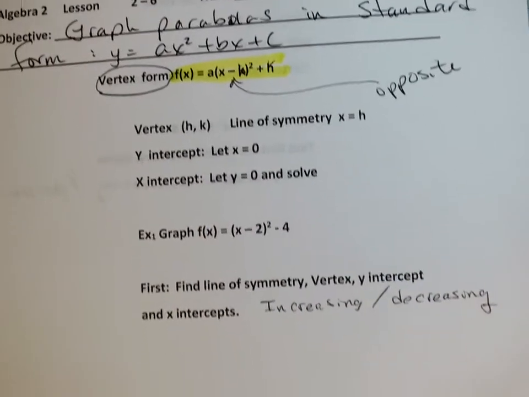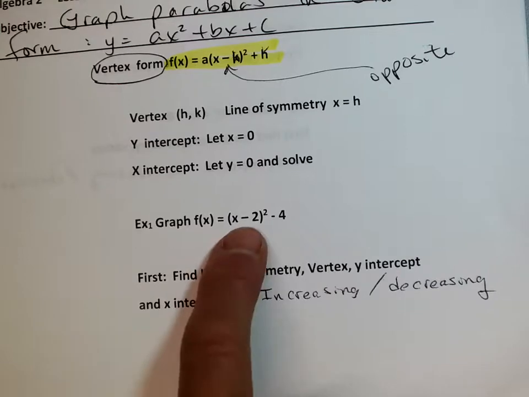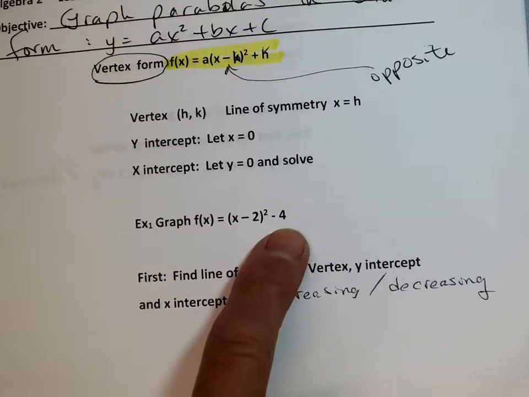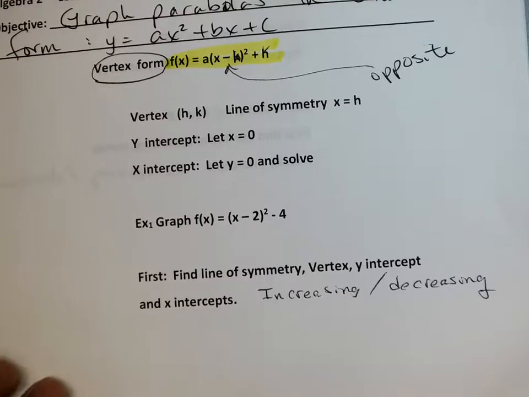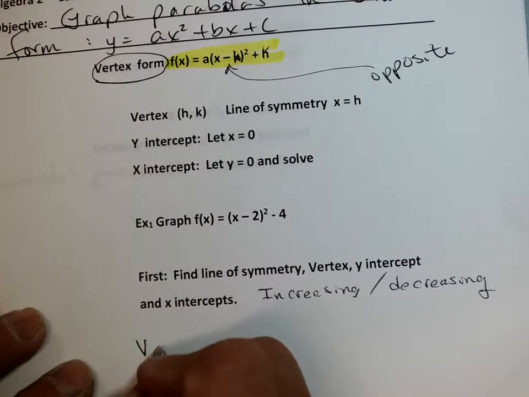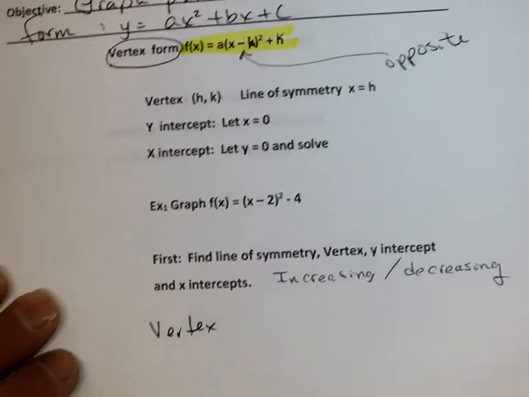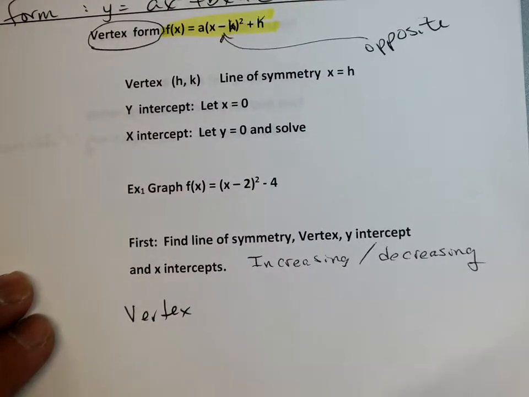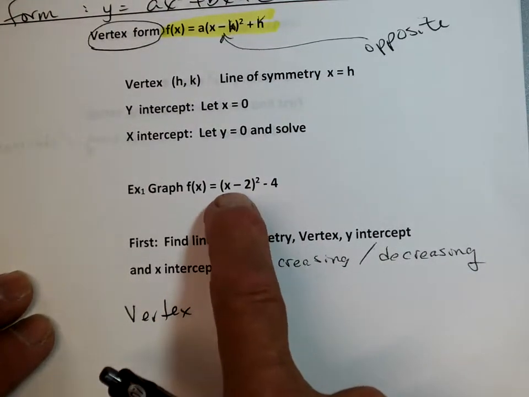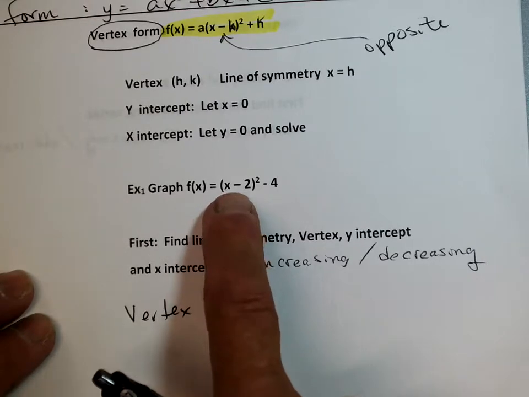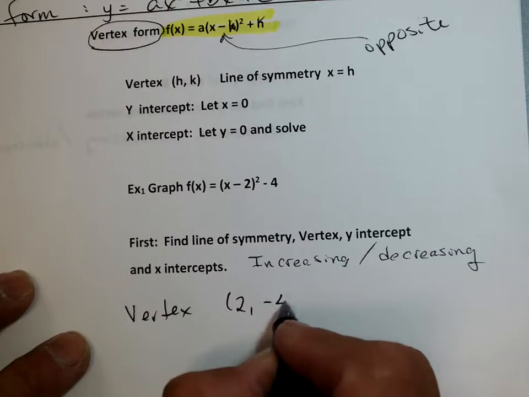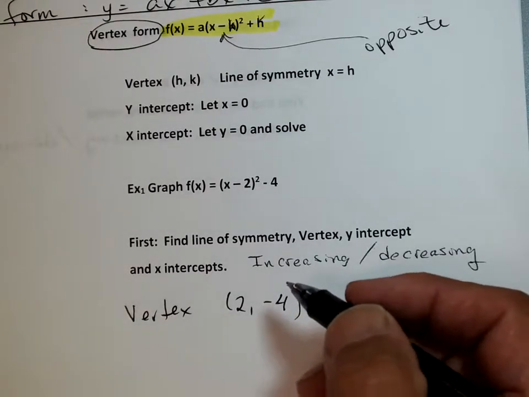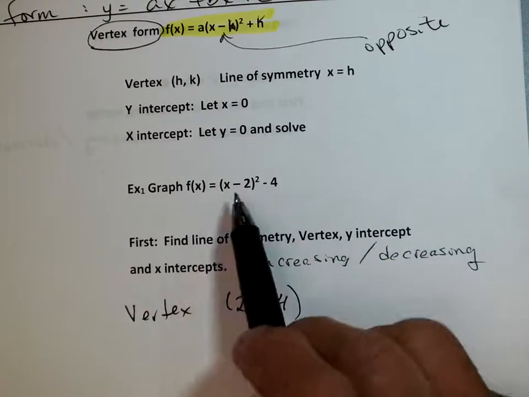Let's take a look at it. So if we want to graph f(x) equals (x minus 2) quantity squared, subtract 4, then it's in vertex form. I like that. So what I'm going to do first is figure out what the vertex is. The vertex is at the opposite. It's a positive 2, right? Positive 2, negative 4. So my vertex is (2, negative 4). Everybody good on that? It's the opposite, positive 2, negative 4.